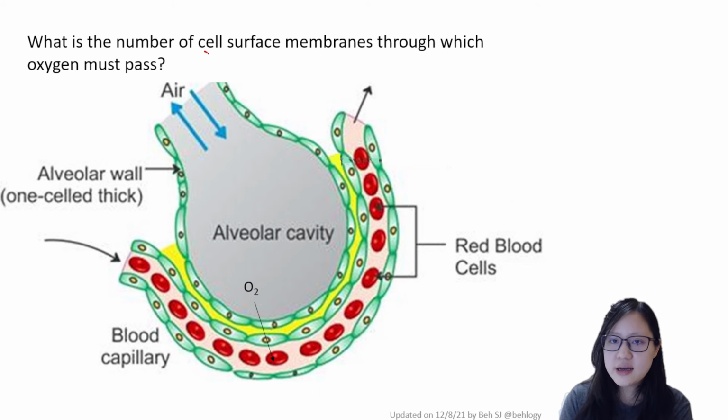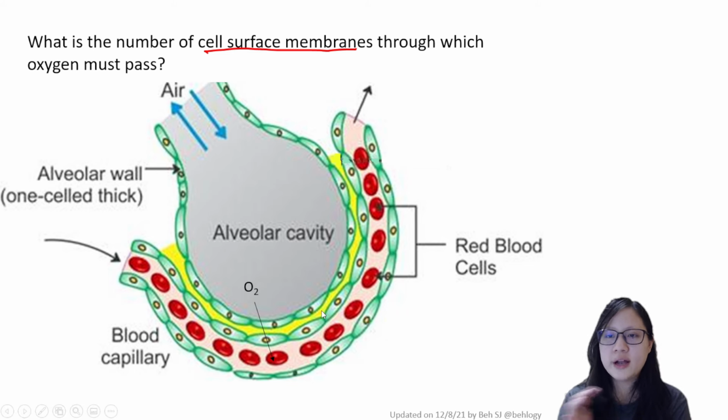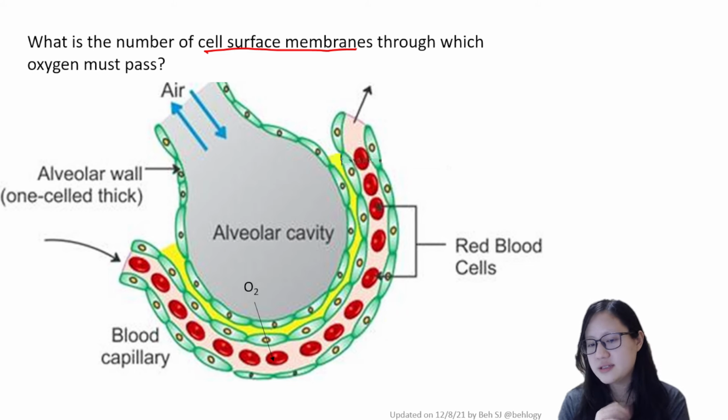Now, how many cell surface membranes though? So let me count with you. If you want, you can pause this video and try and count it yourself first. But this is how it's counted, right? So oxygen must pass through the cell inside and then get out. So that is 2 cell surface membranes already. All right, and then for the squamous epithelial layer of the capillary, it's going to do the same thing, diffuse into that cell and then out of that cell, and then through the blood plasma into the red blood cell, which also has 1 more cell surface membrane.